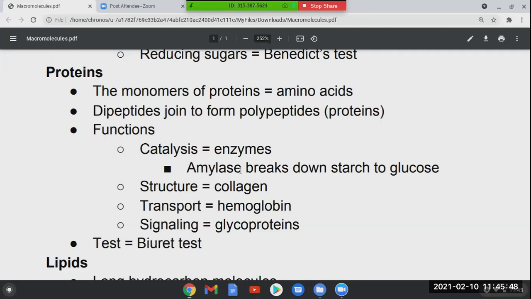For example, if we take amylase, which is found in our small intestine, if I'm not mistaken, as well as in our mouth, it breaks down starch into glucose. So proteins are very vital in this case. In terms of structure, one typical example is collagen. Collagen is the main component of our bones.